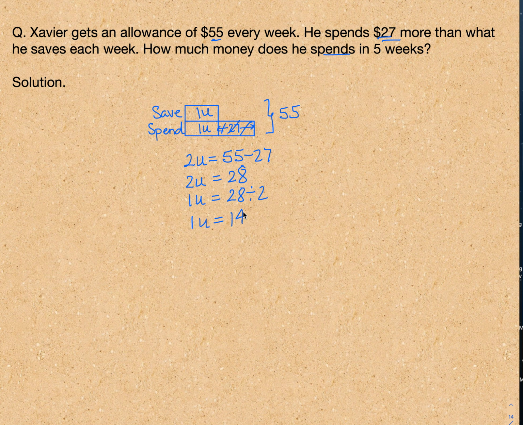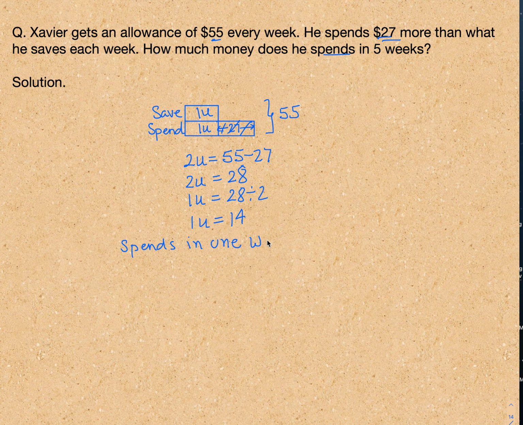If the question had been how much he saves in 1 week, the answer is here, because he saves 1 unit. But the question is not that. The question is how much he spends in 5 weeks. So in order to find how much he spends in 5 weeks, we have to find how much he spends in 1 week.